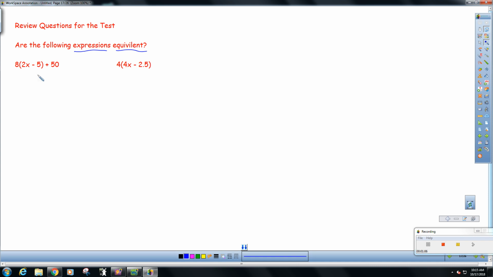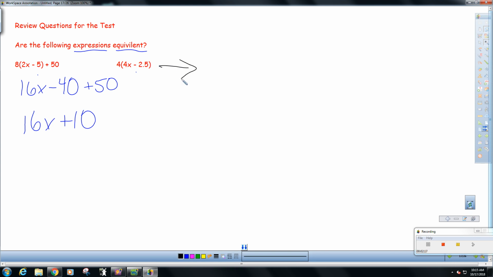So we're going to have to distribute, right? So you get 16x minus 40 plus 50. And now simplify that. 16x plus 10. Now, let's do this one over here a little bit. What's 4 times 4x? This looks like they're going to be the same. And what's 4 times 2.5? Negative 10. Don't be fooled. This one is plus. This one is minus. Not equivalent.